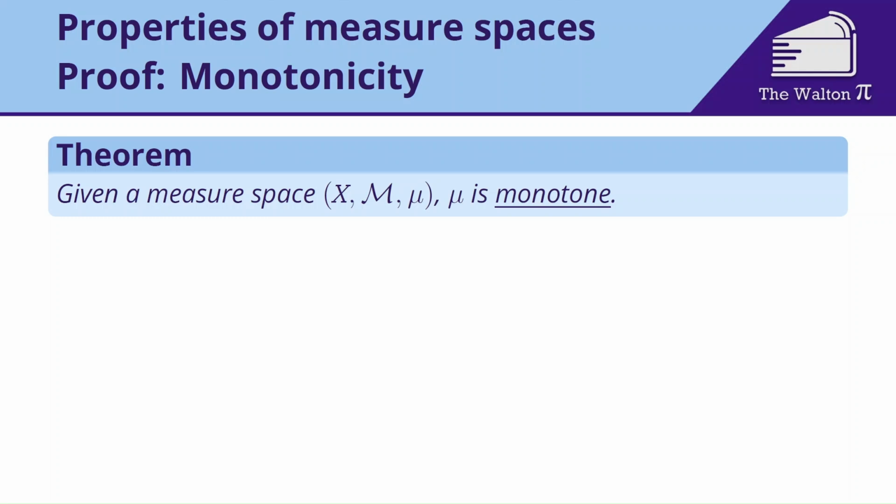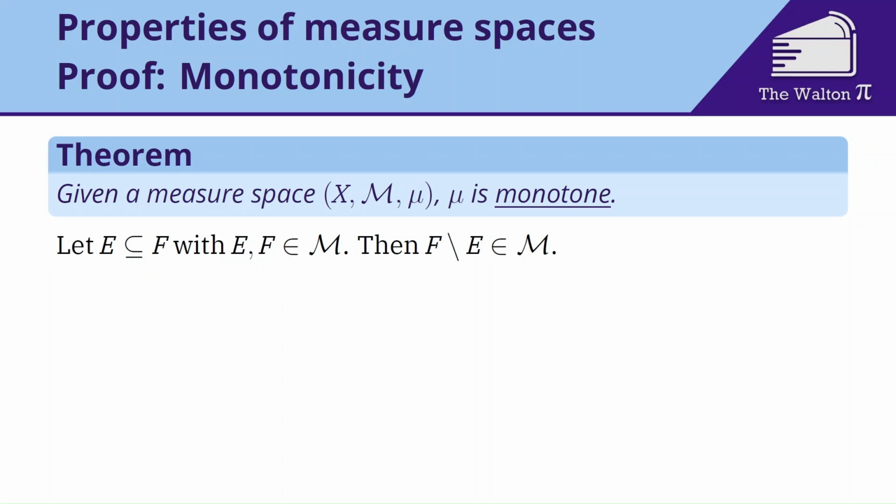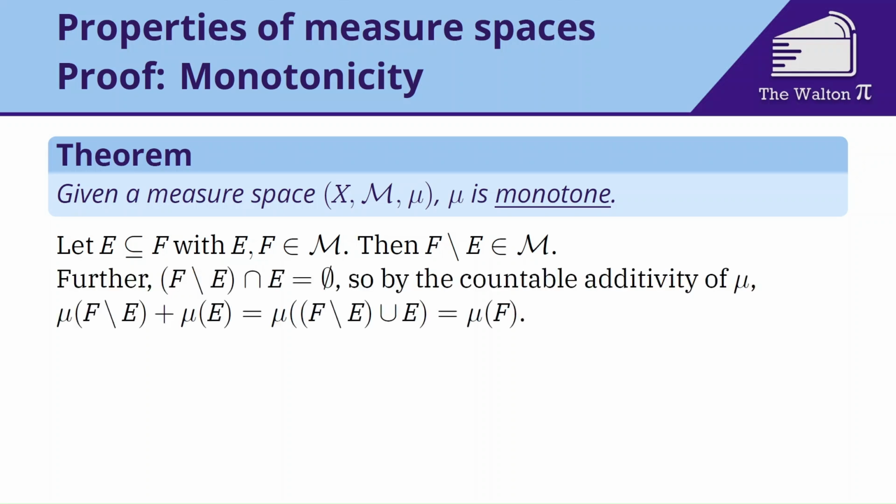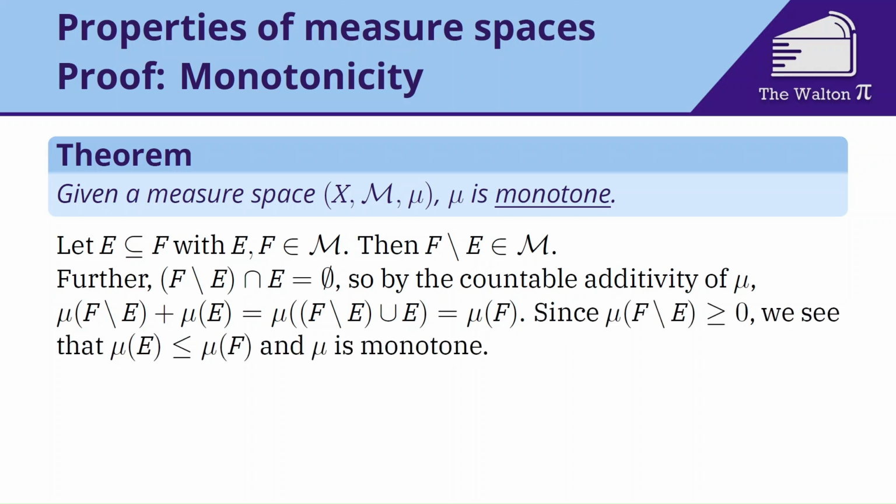So let's go through the different properties and prove that our measures satisfy this. Let's first check monotone. Let E be a subset of F. Then F minus E is in our measurable sets. Further, F minus E intersect E is empty. So by the countable additivity of mu, mu of F minus E plus mu of E is mu of F minus E union E, which is just mu of F. Since mu of F minus E is non-negative, that tells us that mu of E is less than or equal to mu of F, so mu is monotone.